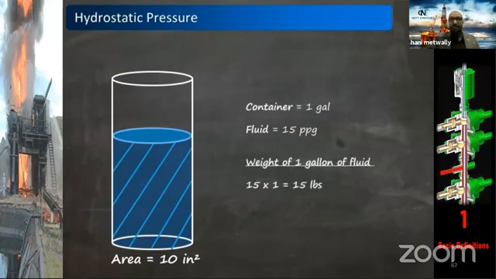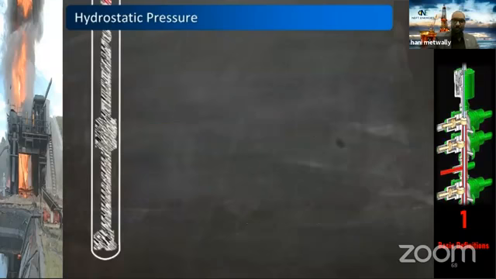So again, the weight of 1 gallon of fluid will be 15 pounds. How can we calculate the pressure? I think now we are familiar. So the pressure will be force over area, 15 pounds divided by 10 square inches. So the pressure on the bottom will be 1.5 psi. So as you see now, as you increase the fluid density, the pressure will increase.